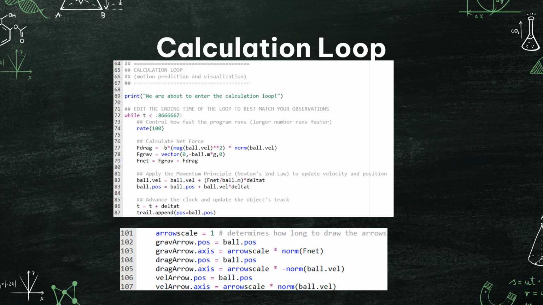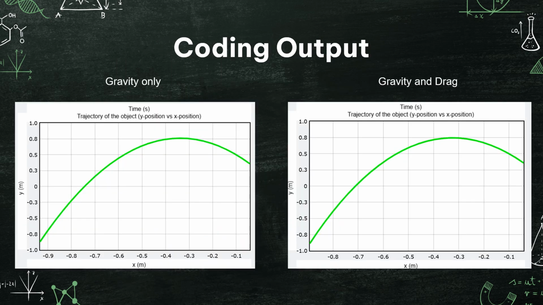Here is the calculation loop of the coding, which includes both the force of drag and the force of gravity. Also, this includes the velocity update formula and the position update formula, which iteratively track the ball. Here are the trajectories of the computational models. While they are very similar, they are not the same, which shows how small the drag force is in terms of its impact on the ball.